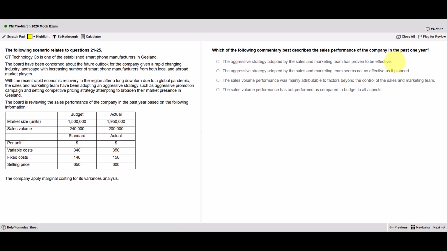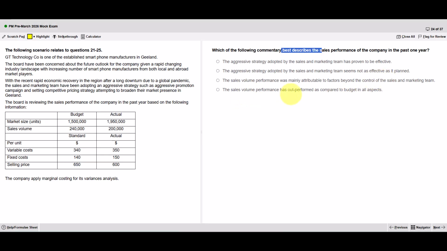So we can't choose the top one. So out of the top two, it's most likely to be the second one, that it's not as effective as planned. But let's just check the others because we need to choose the one that best describes performance. The sales volume performance was mainly attributable to factors beyond the control of the sales and marketing team. What that's getting at is the market size. Had the market size gone down and the sales volume gone down accordingly, then we could say that's true. But because the market size has gone up, but their market share has gone down, that is within their control, so we can't choose that one.